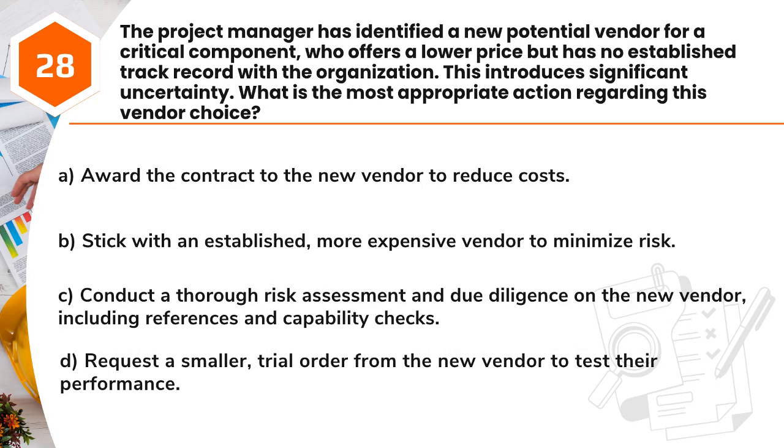Question 28. The project manager has identified a new potential vendor for a critical component, who offers a lower price but has no established track record with the organization. This introduces significant uncertainty. What is the most appropriate action regarding this vendor choice? A. Award the contract to the new vendor to reduce costs. B. Stick with an established, more expensive vendor to minimize risk. C. Conduct a thorough risk assessment and due diligence on the new vendor, including references and capability checks. D. Request a smaller, trial order from the new vendor to test their performance.